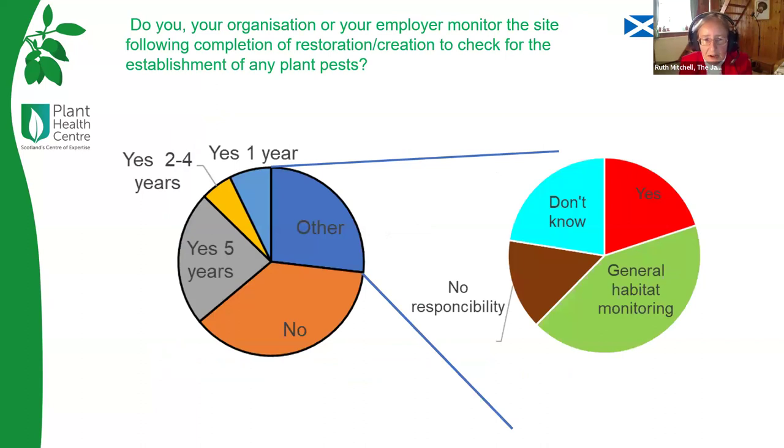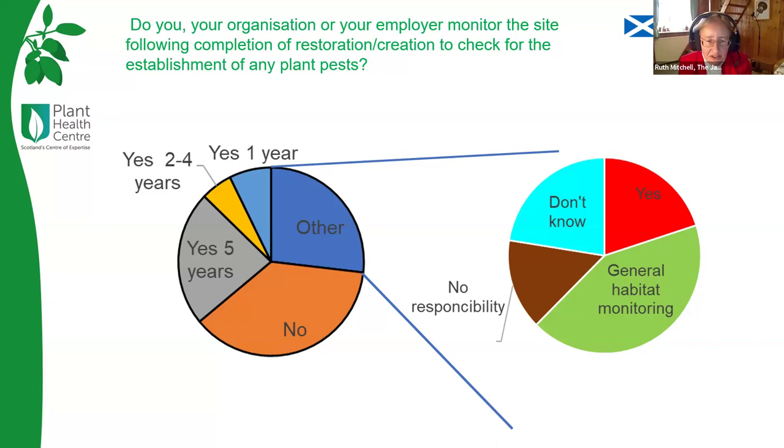We then talked about whether people monitored plant health after the completion of habitat restoration and creation. So when you went back and looked at the success of that restoration, did you look for plant health? Did you see how healthy the plants were? And we gave them different options.